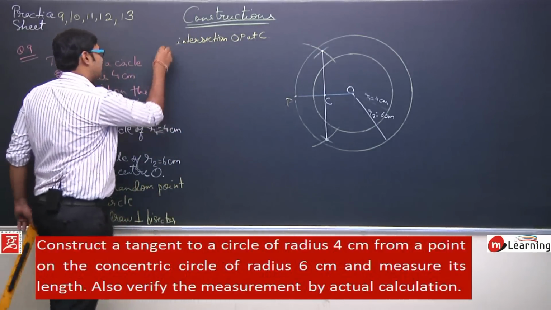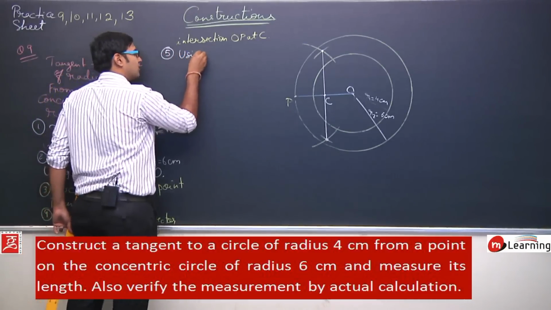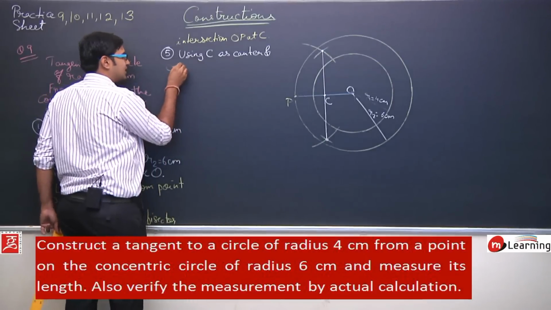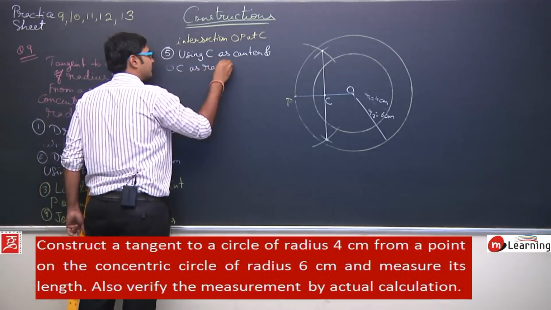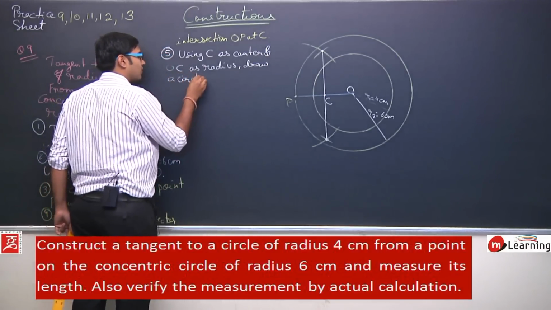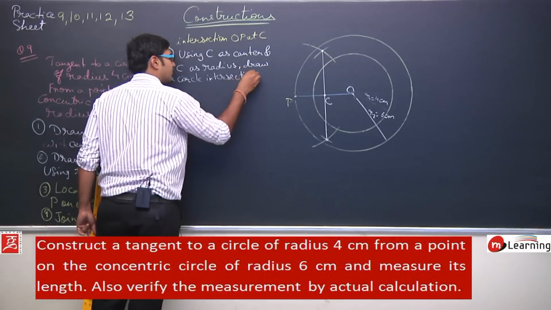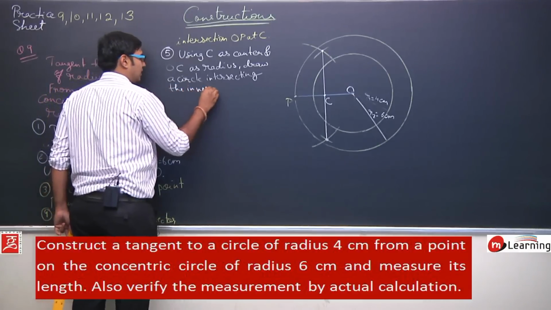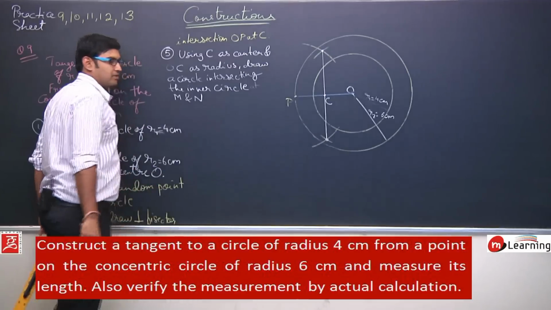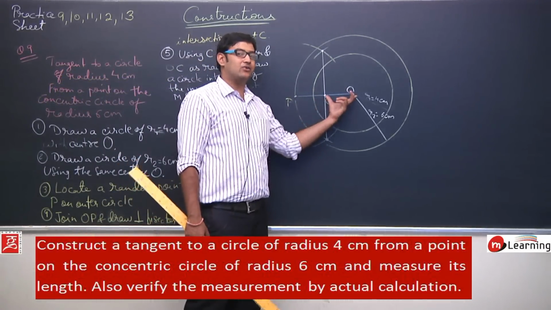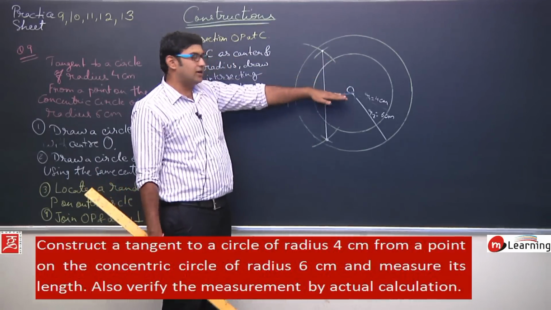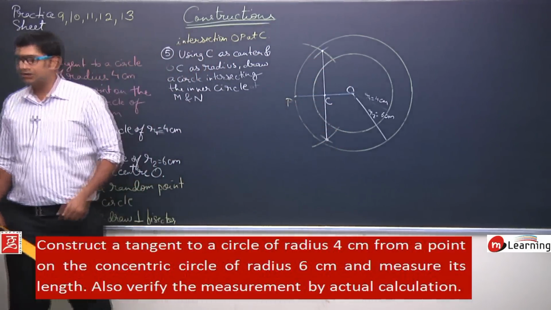Now the next step, the fifth step, using C as center and OC as radius, draw a circle intersecting the inner circle at M and N. Okay, what I need to do is, using this point C as the center and OC as the radius, I will draw a circle which is intersecting this inner circle at points M and N. I will get one point above this OP and one point below this OP.